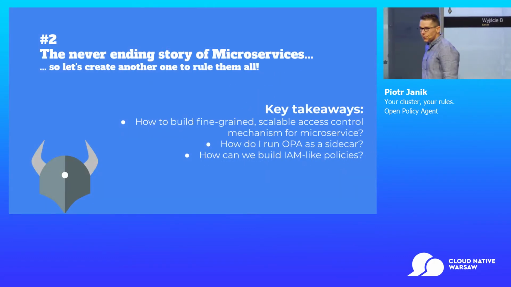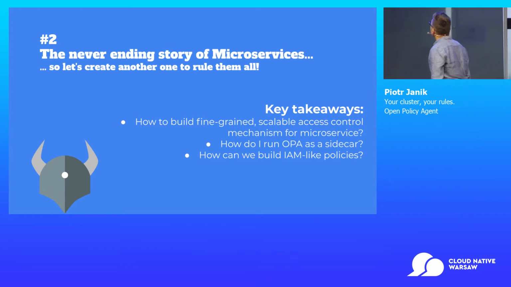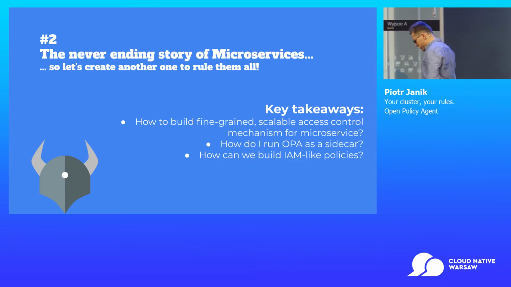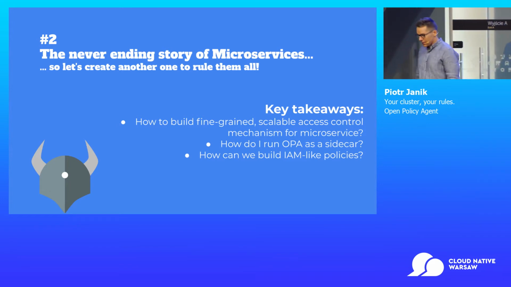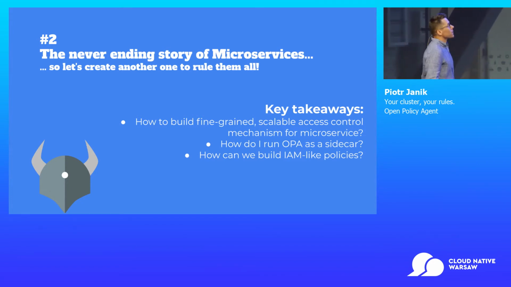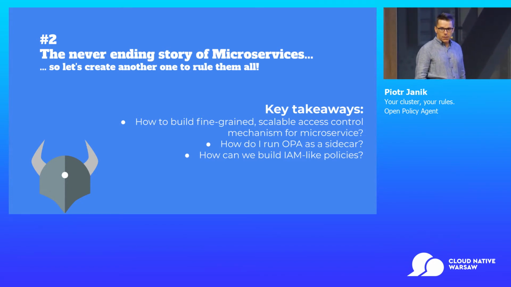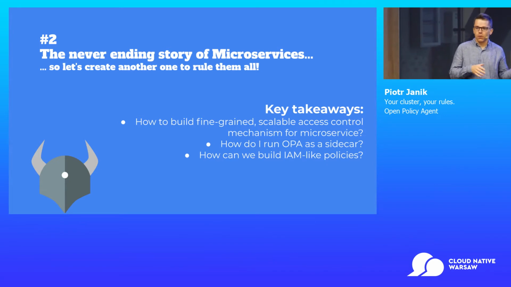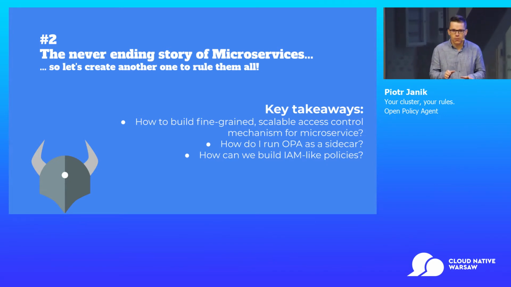The never-ending story of microservices. Maybe we can create another one. Maybe we could use OPA for this use case. Since OPA can make decisions, we can offload them from all microservices to OPA, so they don't make any decisions.